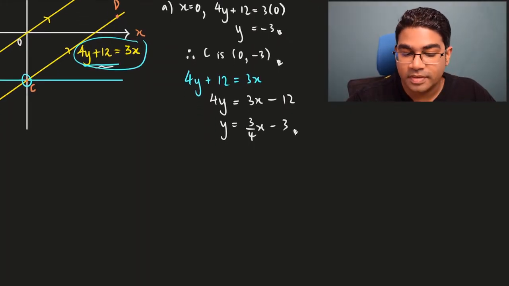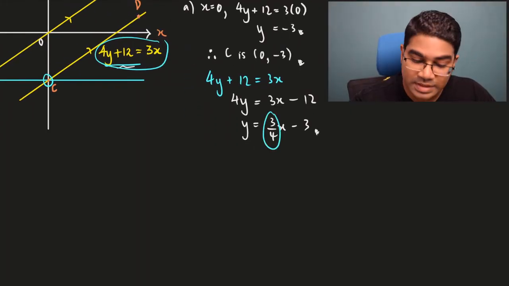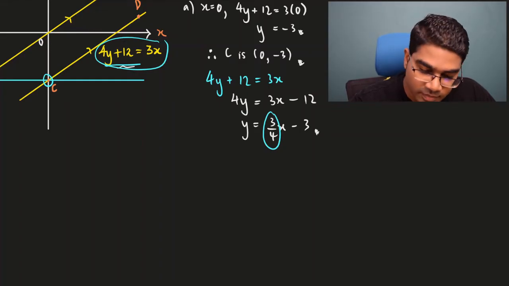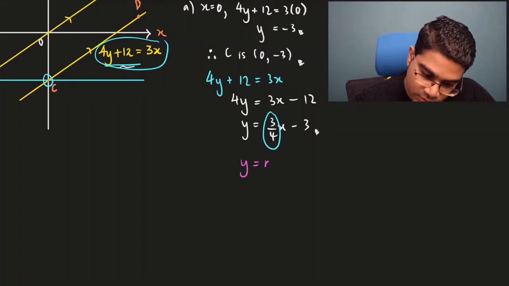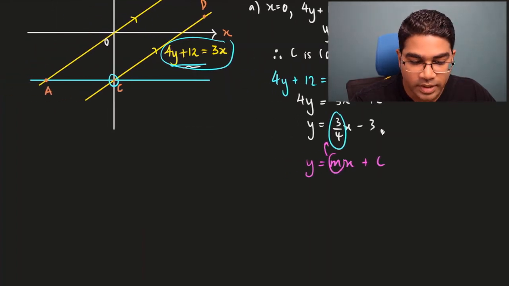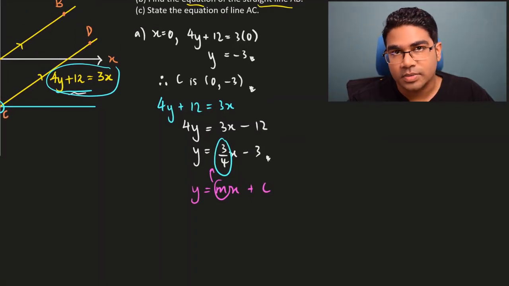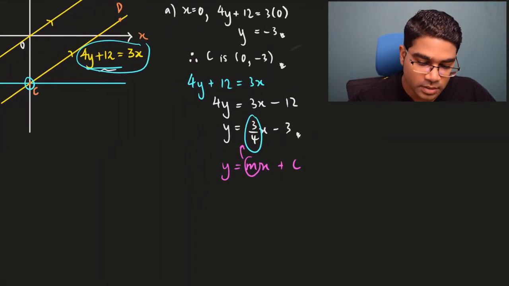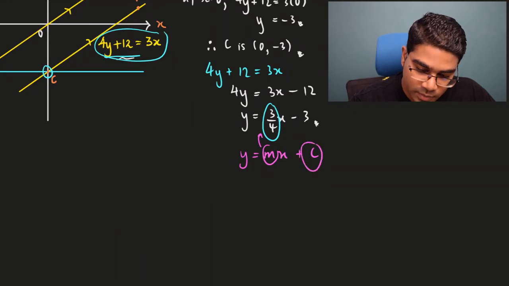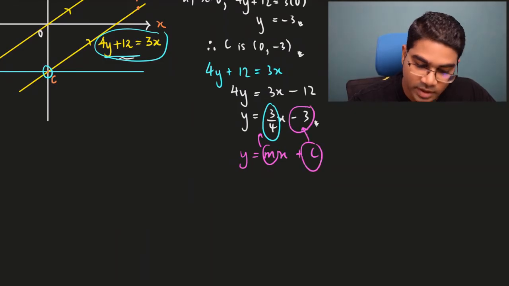So now we have the gradient. Remember the gradient-intercept form, y equals mx plus c. So m is the gradient, m is 3 over 4. Now we found the gradient of CD. Now take note, we could have done this earlier to find the y-intercept as well. There are many ways of doing it. So the y-intercept is negative 3.